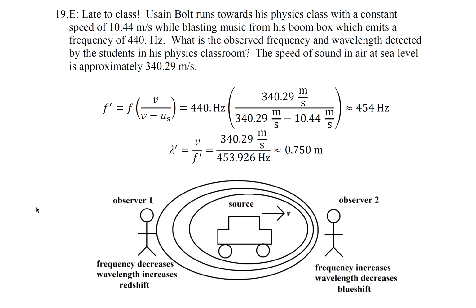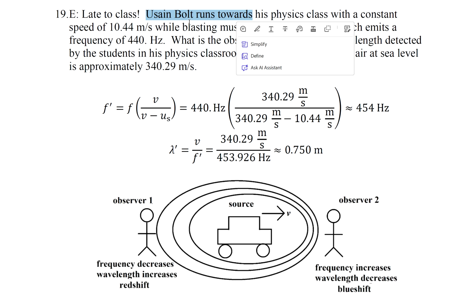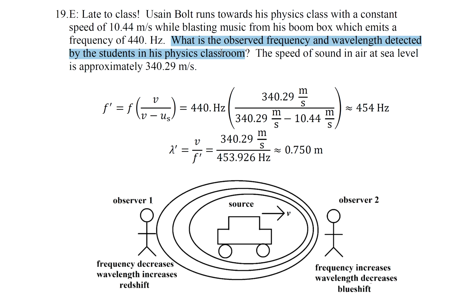Okay, so we use an equation where we have a moving source and stationary observer. Usain Bolt is the moving source, and the students in the classroom are the stationary observers. So we use this equation to get an answer.